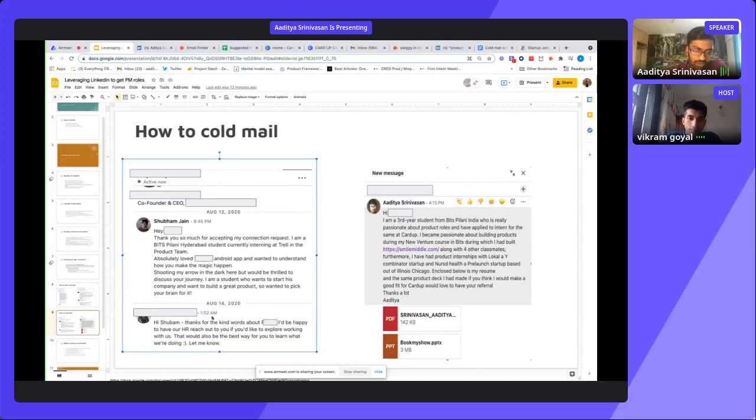And you can obviously see the reply where the CEO of the company is more than happy to not only offer a job role but also offer this mentorship chance.